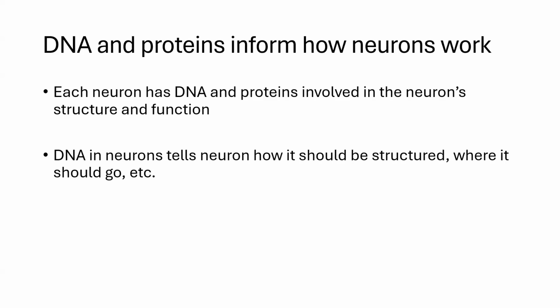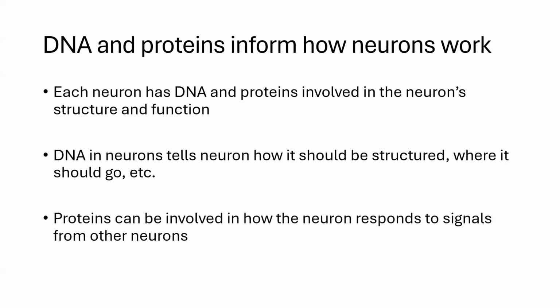So DNA in neurons tells the neuron how it should be structured, where it should go, like I said, and other things, like what the neuron should actually look like. And proteins can be involved in how neurons take a signal from another neuron, which we'll talk a lot about, which is a very chemical process, but also involves things like proteins.